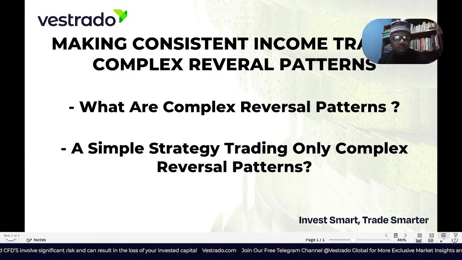Welcome. Making consistent income trading complex reversal patterns. So, what are we going to be studying? We're going to be looking at what complex reversal patterns are, and then a simple strategy trading only complex reversal patterns. Let's get right on it.